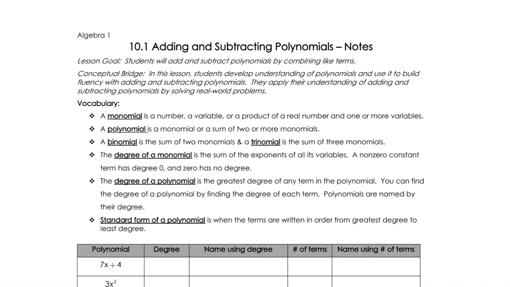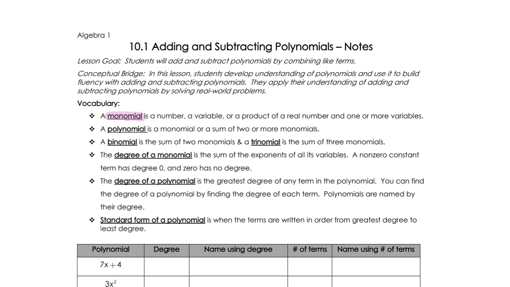For this video, we will be talking about section 10.1, which is adding and subtracting polynomials. We are also going to be talking about naming polynomials based off of the degree and the number of terms. So we have quite a few vocab words to talk about here right now.